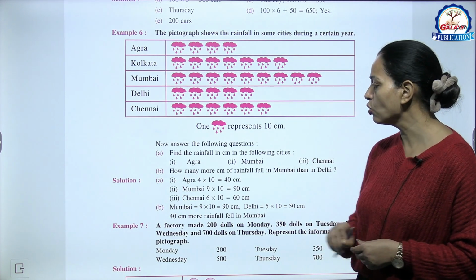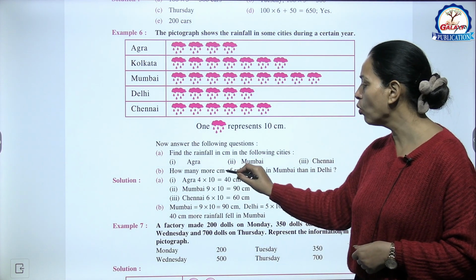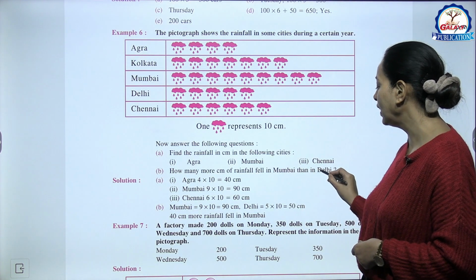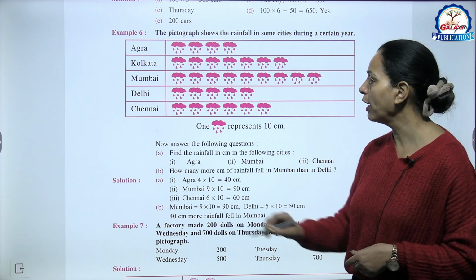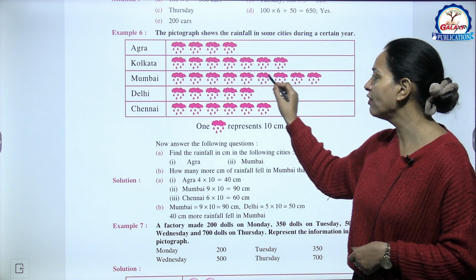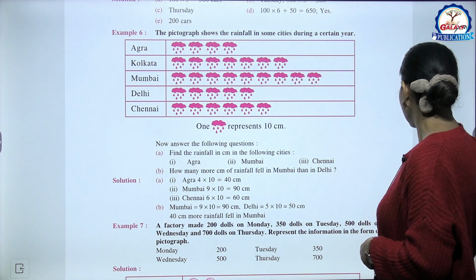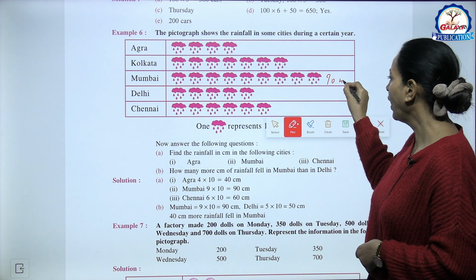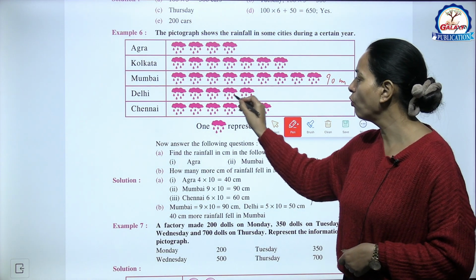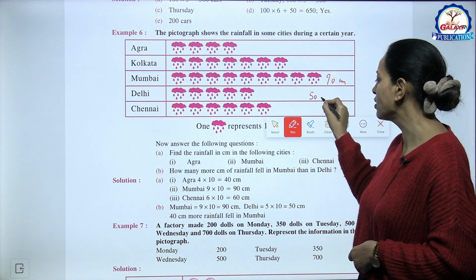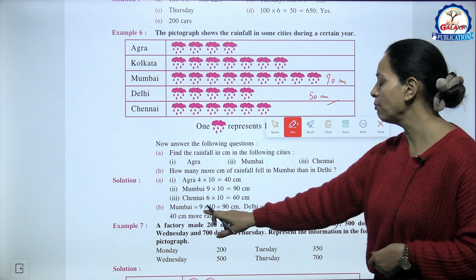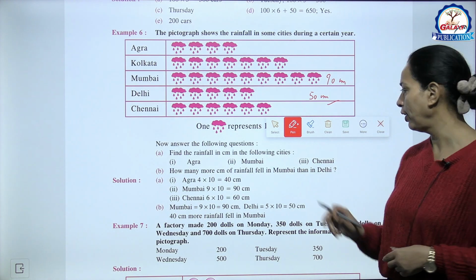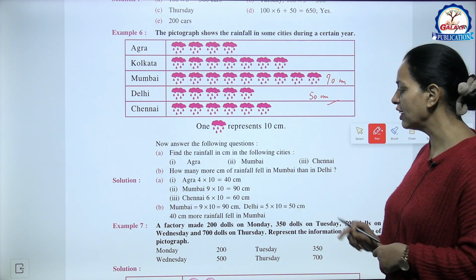Okay. Now the next question, B part, how many more centimeter of rainfall fell in Mumbai than in Delhi? So Mumbai has 1, 2, 3, 4, 5, 6, 7, 8, 9, 90 centimeter. Okay. And Delhi 1, 2, 3, 4, 5, 50 centimeter. So 40 centimeter more rainfall fell in Mumbai. Okay. I hope this is clear to you.